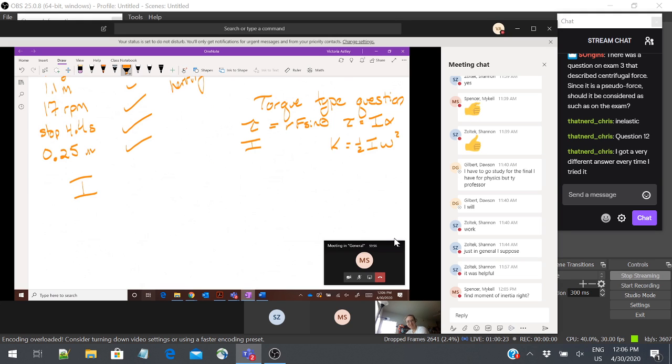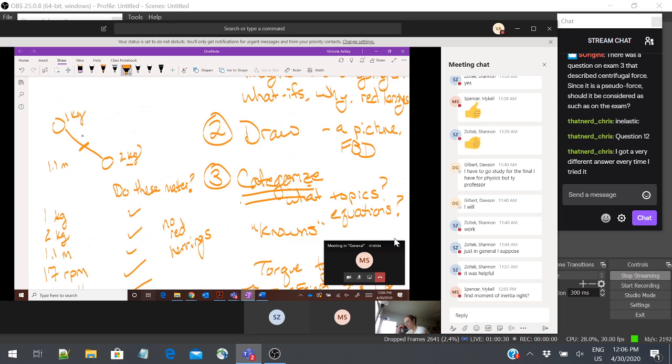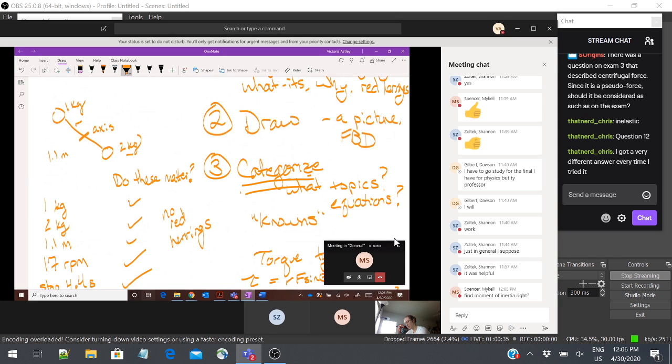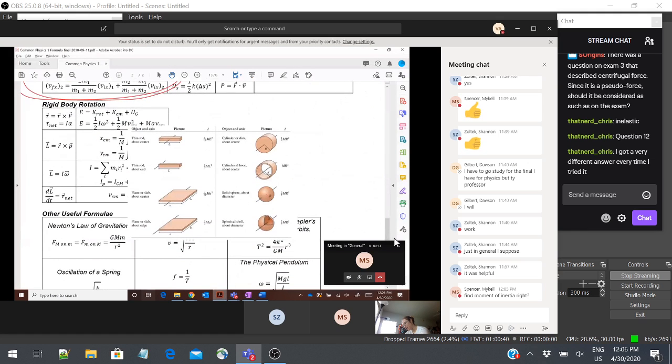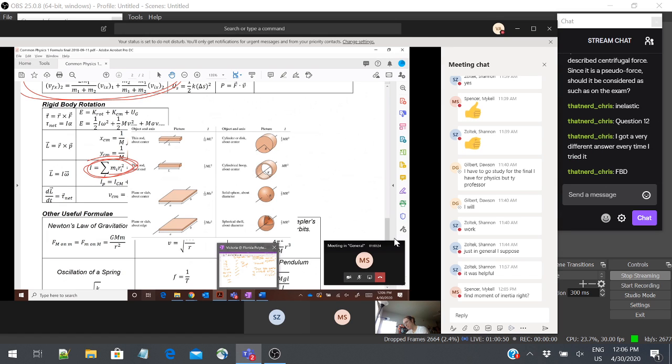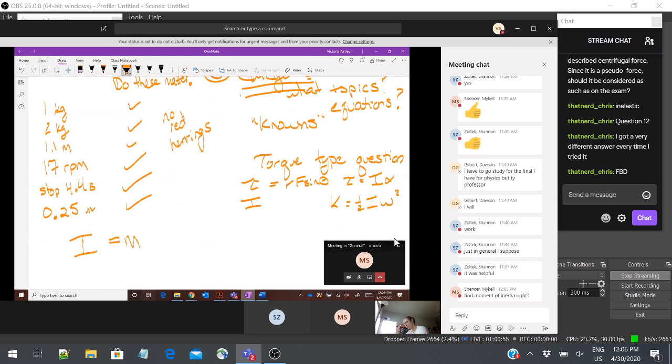How do I find moment of inertia? I have two objects that are a distance r away from my axis. So I'm going to use my incredibly basic moment of inertia equation, m r squared. My moment of inertia is going to be m1 r1 squared plus m2 r2 squared.